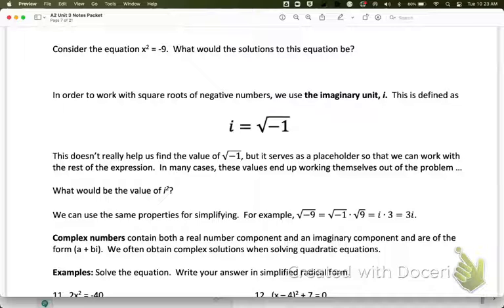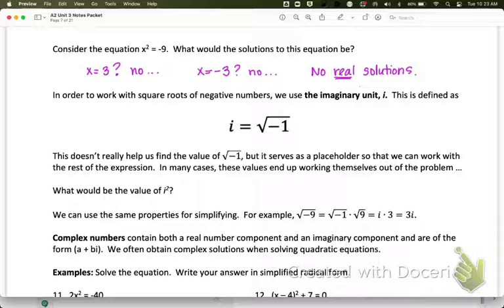And well, we really only have two options, right? We could say, what if x equals 3? Well, that's not going to work because 3 squared equals positive 9. What about x equals negative 3? That's also not going to work because negative 3 squared also equals positive 9. So this equation has no real solutions, meaning there's no real numbers that have that solution.